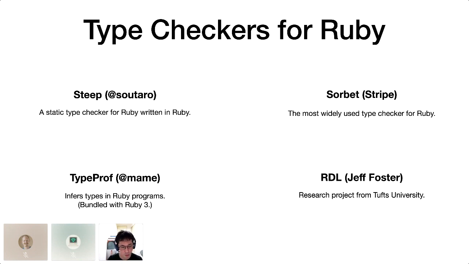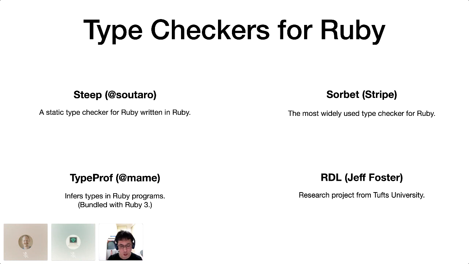But TypeProf is different. It is a type checker developed by Mame, another Ruby committer, and it tries to infer the types of Ruby programs without any type declarations or type annotations. It reads the original, dynamically typed Ruby programs, and it finds the relationship between the classes and how the methods are called with arguments. Then it tries to generate the type definitions of the Ruby programs. It will be bundled with Ruby 3. It means that you can start using TypeProf just after you install Ruby 3.